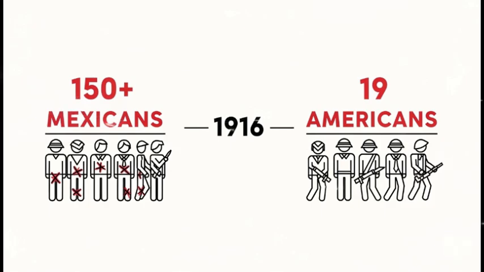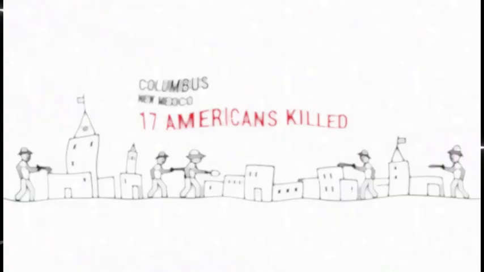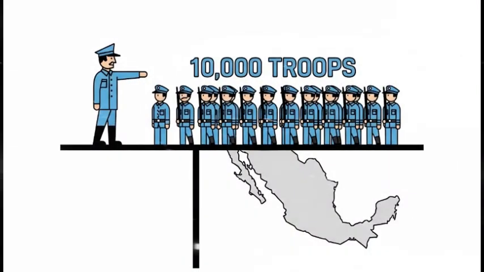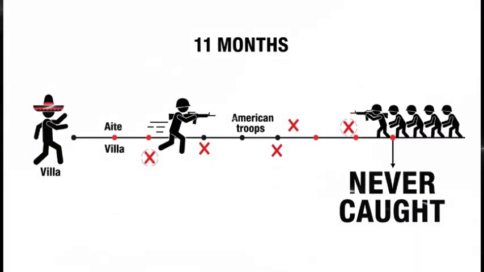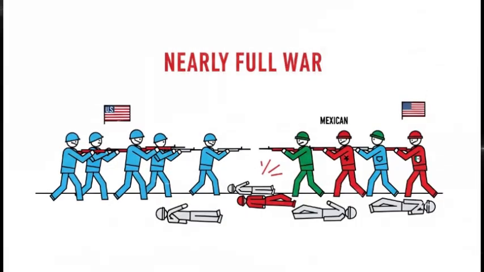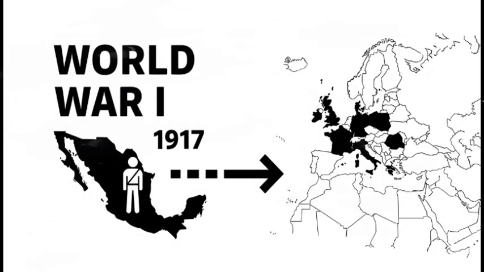Then in 1916, Mexican revolutionary Pancho Villa raided the town of Columbus, New Mexico, killing 17 Americans. President Woodrow Wilson sent General John Pershing and 10,000 troops into Mexico to hunt Villa down. They chased him for 11 months. They never caught him. But they fought multiple battles with Mexican forces, killed dozens of civilians, and nearly triggered a full-scale war. The expedition was pulled back in 1917 when America entered World War I.